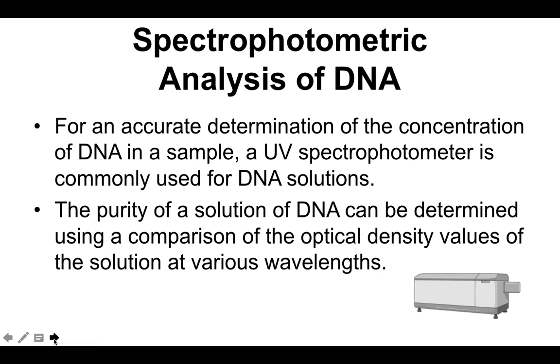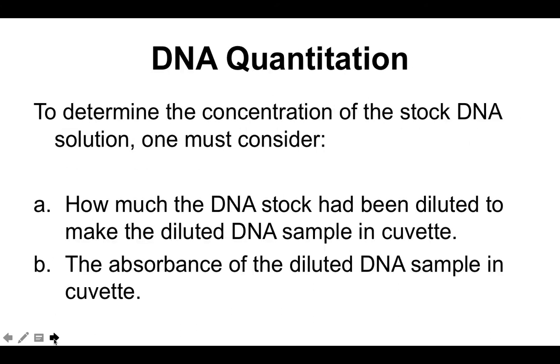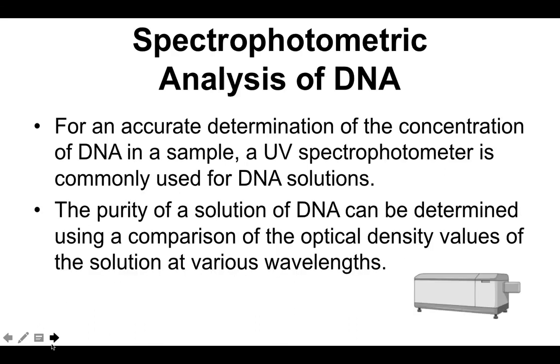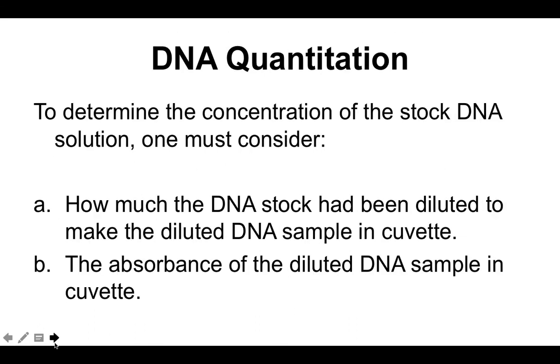So in order for us to accurately determine the concentration of DNA in our sample, a UV spectrophotometer will be used. Now, the purity of a solution containing DNA, or our extracted plant DNA, can be determined using a comparison of the optical density values of the solution at various wavelengths. To start, we will first discuss how we can quantify DNA using spectro data.